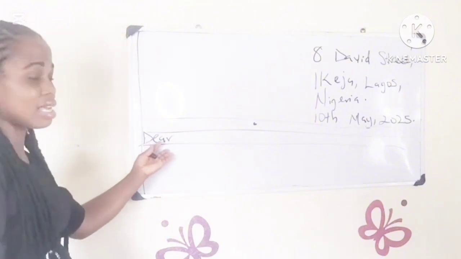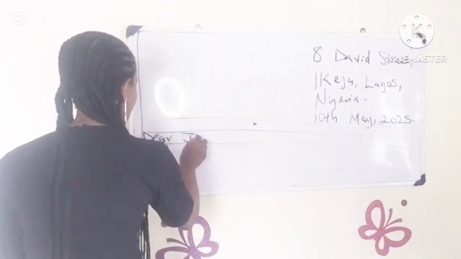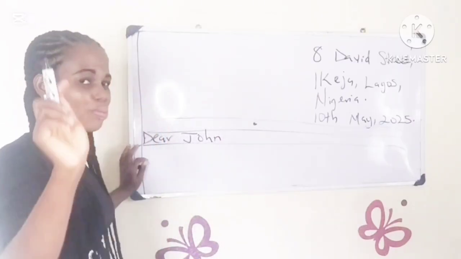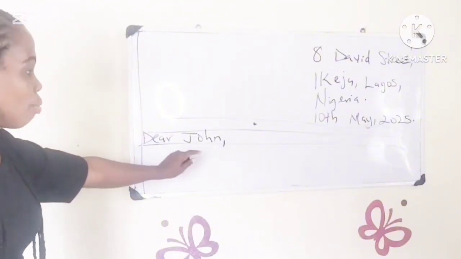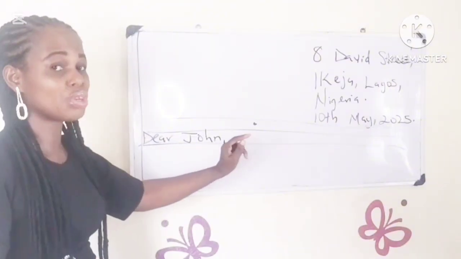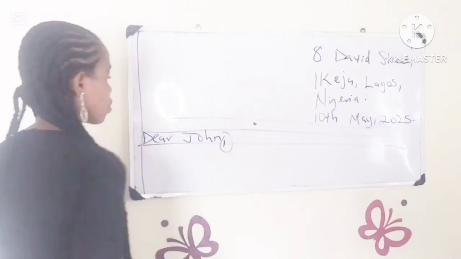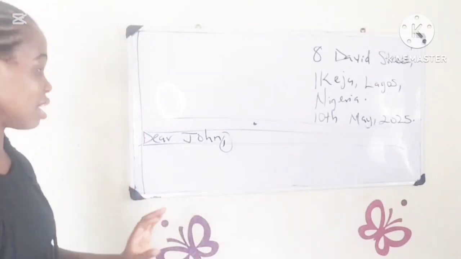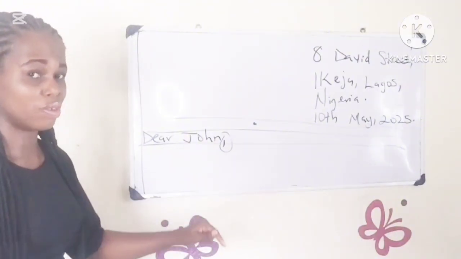Let's say your friend's name is John. You simply write "Dear John," and then, very important, a comma. Make sure you mark off your salutation with a comma. Do not forget. If you forget to mark off your salutation with a comma, you're going to lose some marks. Notice again that "Dear" starts with a capital letter and John starts with a capital letter. I hope you're taking note of all of these things.